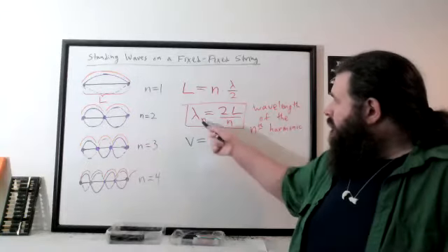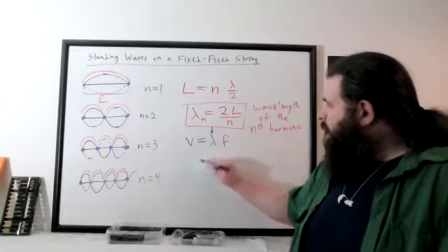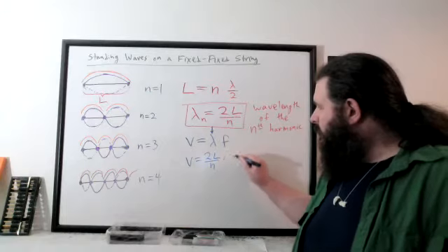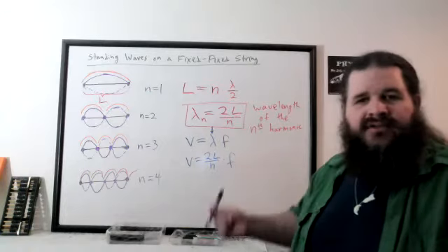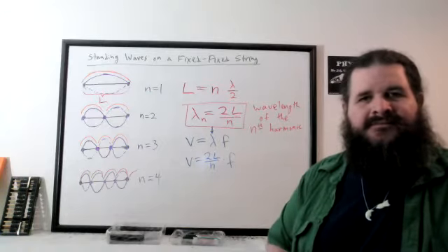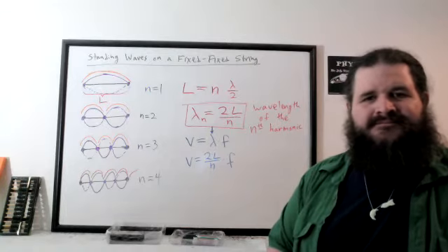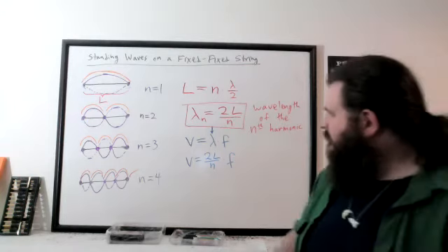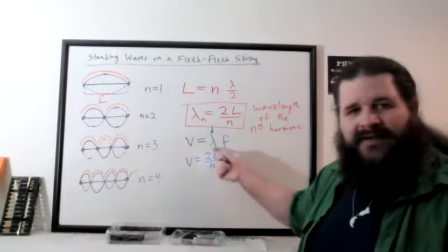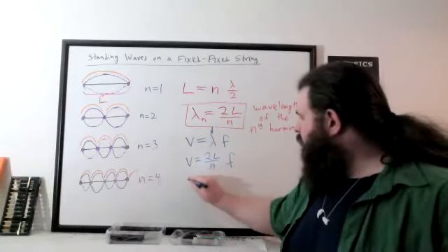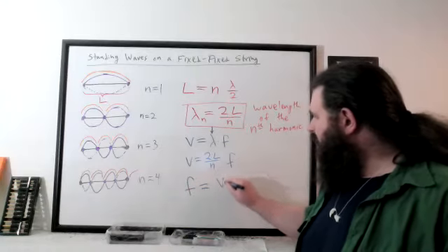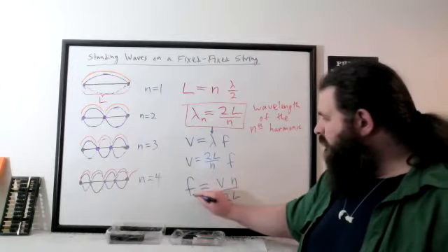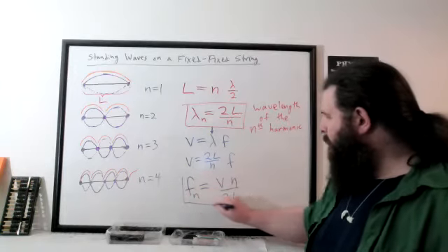So we can plug in the formula we just got for lambda, 2L over n. And then how would we isolate frequency here? Multiply by n and divide by 2L. Exactly. We can just multiply by that reciprocal, n over 2L. Frequency is going to be v times n over 2L. So that is the frequency of the nth harmonic.